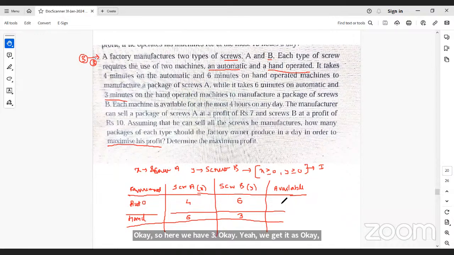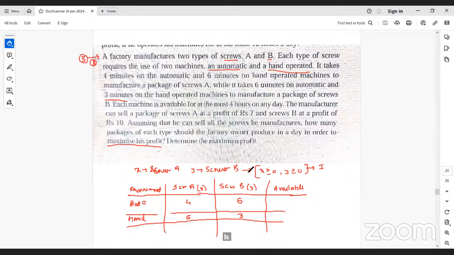Then see the availability. The maximum we can use both machines is 4 hours. We can convert 4 hours into minutes. 4 hours will be equal to 4 times 60, that is 240 minutes. So this will also be 240 minutes.